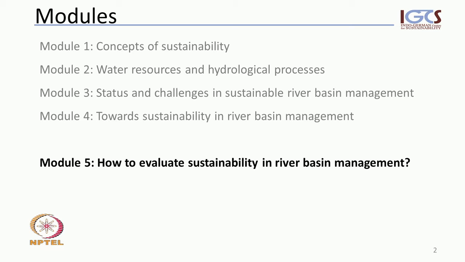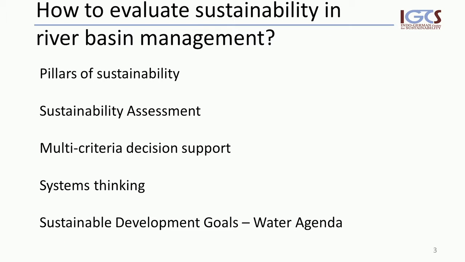First let's look at what we have been doing. We have finished Module 1, 2, 3 and 4 and we're now moving into the last module on how to evaluate sustainability in river basin management. Now I want to cover the following subjects. We will be talking about pillars of sustainability in this module, about sustainability assessments, about multi-criteria decision support, about systems thinking, and about sustainable development goals and water agenda.